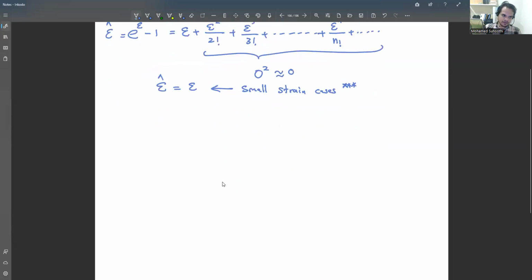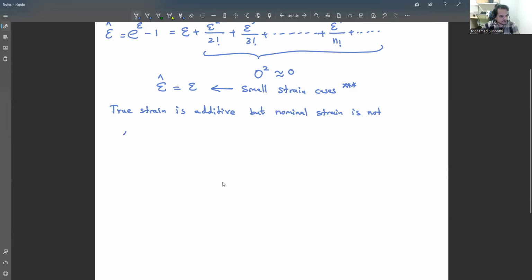Okay, in addition to this, there is one more thing you must understand. The true strain is additive, but the nominal strain is not. What does this mean, additive?